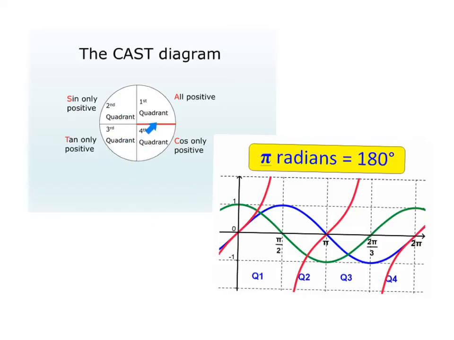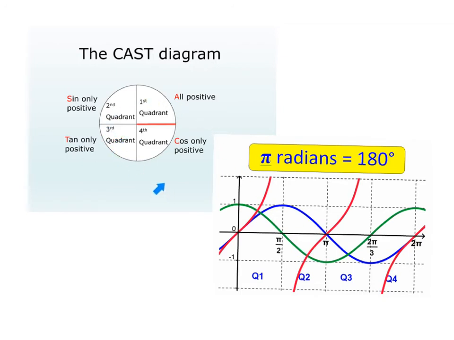Okay, so here we have a cast diagram. It tells you what's positive out of sine, cos, and tan. Well, in the first quadrant, everything's positive. Sine is positive, cos is positive, tan's positive. Here's the first quadrant, and as you can see, they're all positive. Your cos, your sine, and your tan. Now if we move into the second quadrant, which is between pi over 2 and pi, or 90 degrees and 180 degrees, only your sine is positive. Everything else is negative there.